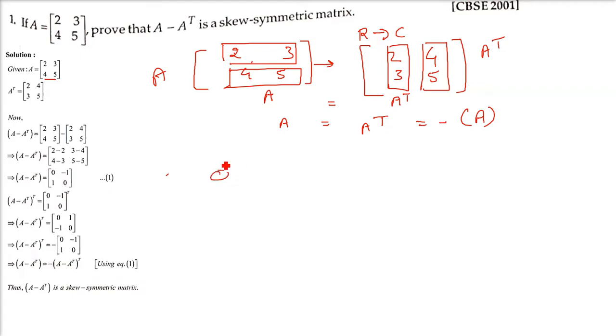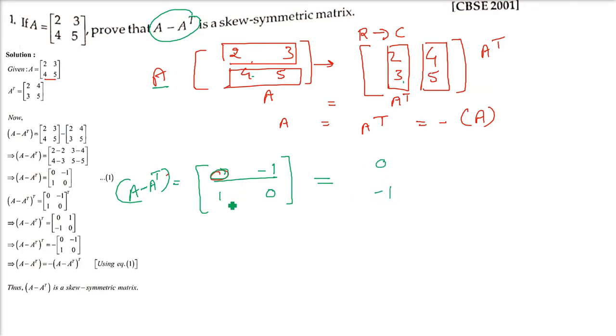So 2 minus 2 is 0. Then 3 minus 4 is negative 1. Then 4 minus 3 is 1. 5 minus 5 is 0. This is A minus A transpose. Now let us take the transpose of this total value. This is the final matrix, you can call it X. So you are taking X transpose. Row to column, so 0 minus 1 will come here, 1 0 will come here.